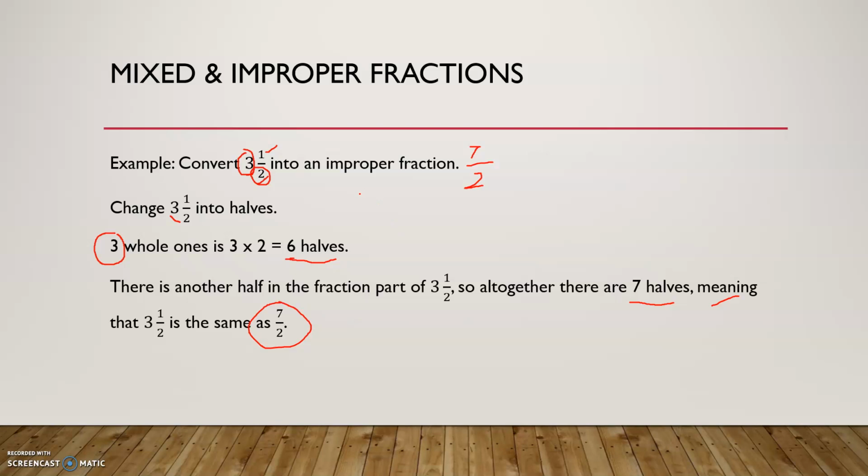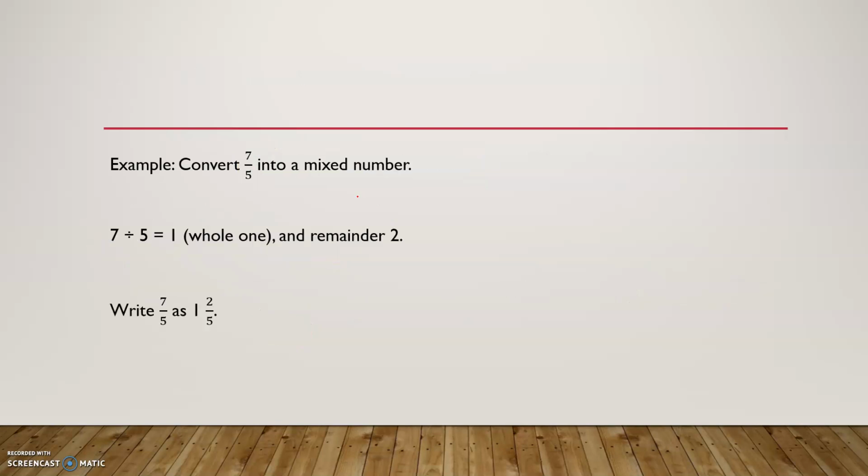Okay. Moving on to the next example. Now we're going to convert 7/5 into a mixed number, which means we need to find out the whole number and the fraction. What we have to do is divide 7 by 5. So it should be 1 whole, and then the remainder would be 2.